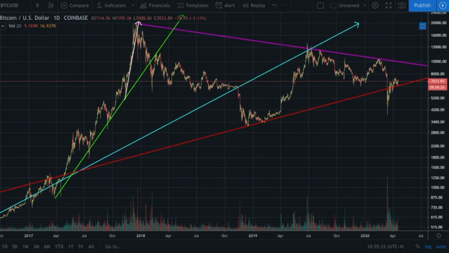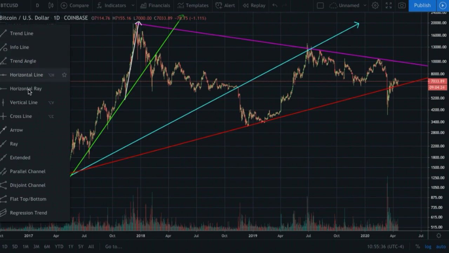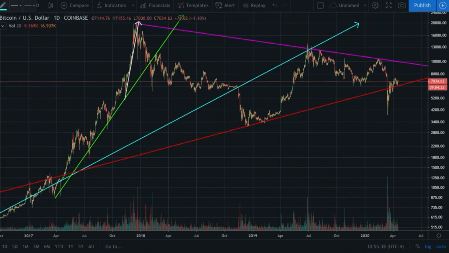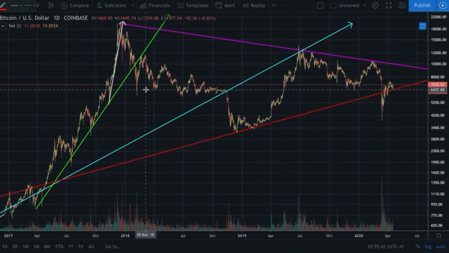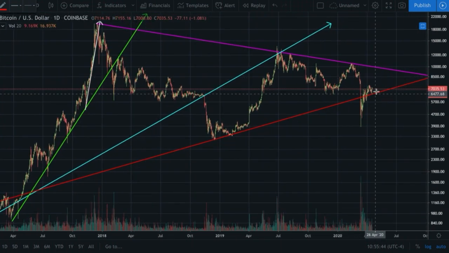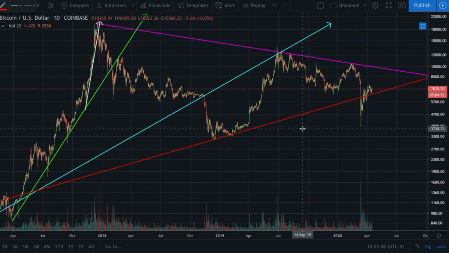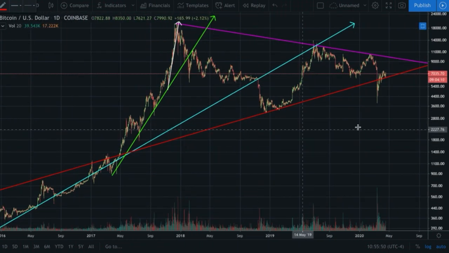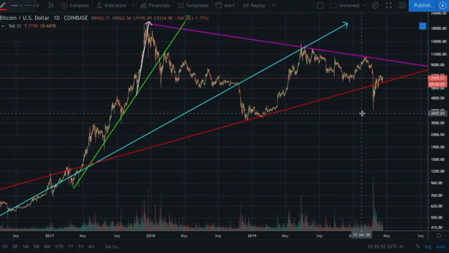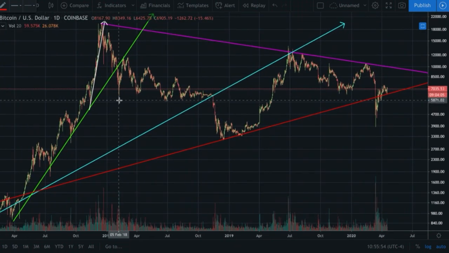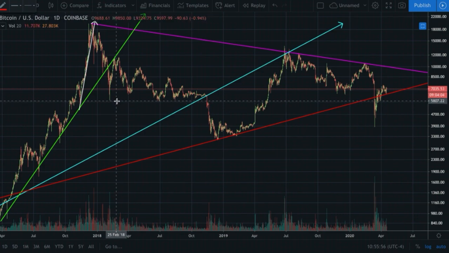Okay? Now I want to draw in a little bit of horizontal resistance and support. And please keep in mind, I'm talking about the big picture right now. We could go up or we could go down from here, but I'm not talking about that in this video. We're looking at literally years upon years of price action right now, so don't think too deep into the short-term aspect of what's going on here.